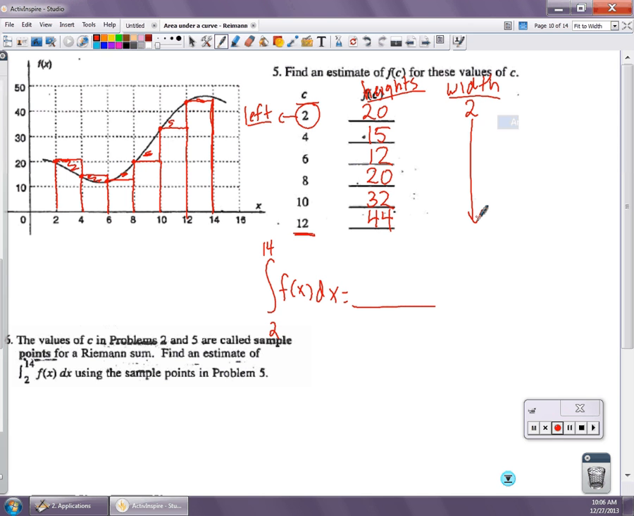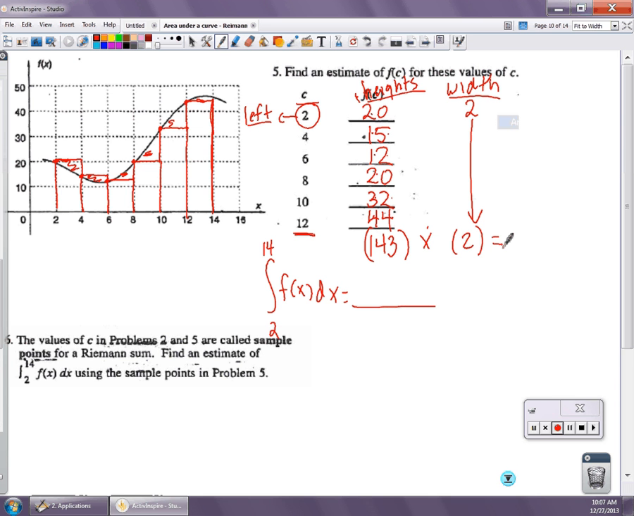So this time I'm just going to add up all of the heights. So 4, 5, 6, 7, 8. 8 and 5 is 13. 2, 3, 4, 5, 6, 7, 10, 143, multiplied by the common width of 2.